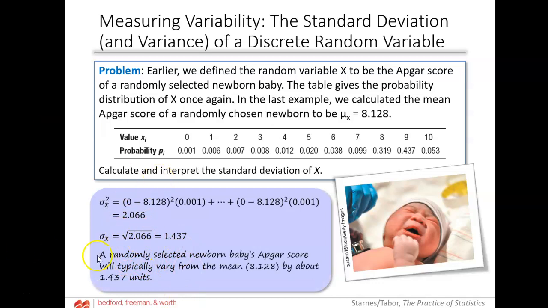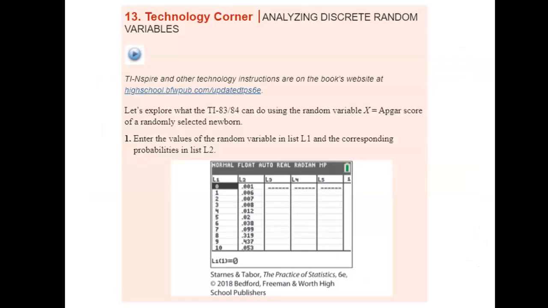If a randomly selected newborn baby's APGAR score will typically vary from the mean, which they noted here of 8.128, by about 1.437. Now, they didn't specifically say the quote many, many stuff. I'm not sure why they didn't in that question, but yeah. All right, so doing it by hand, not fun. I think we can all agree with that.